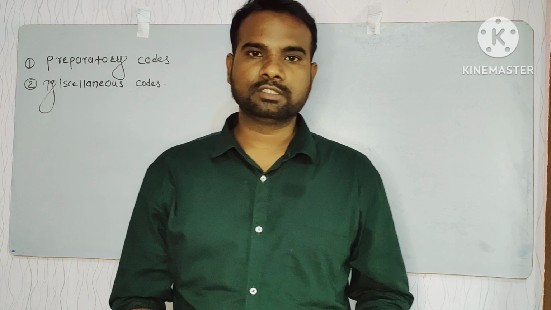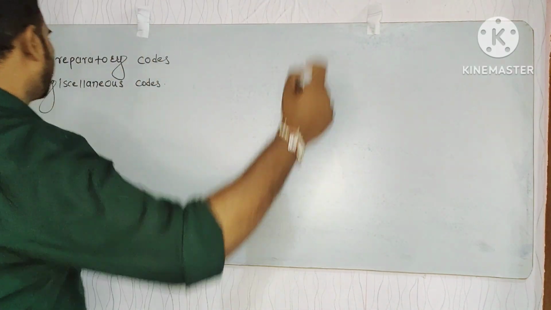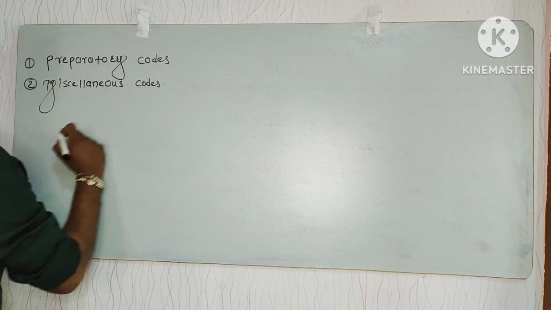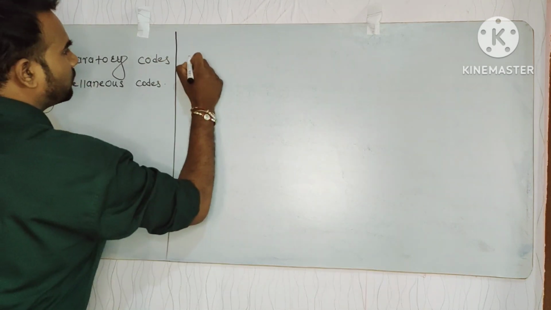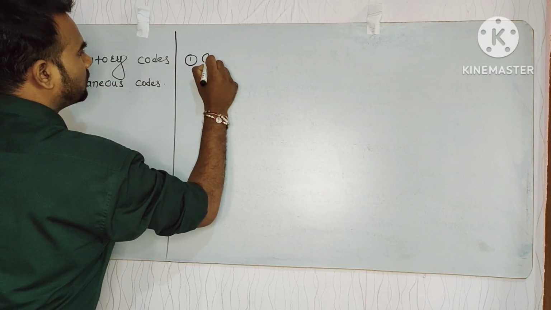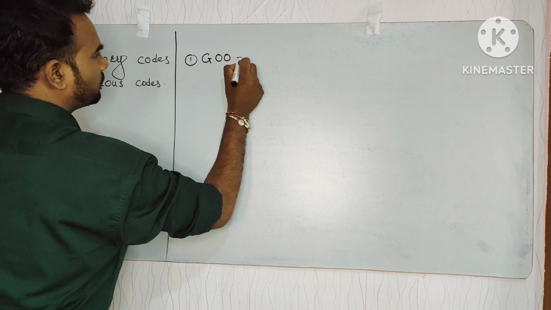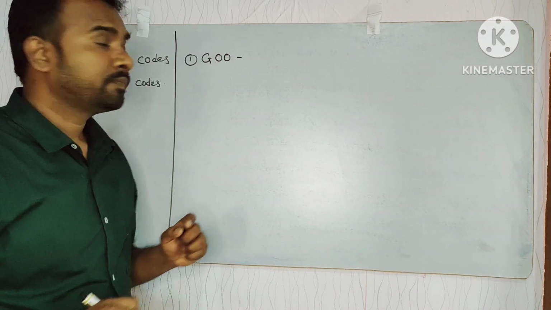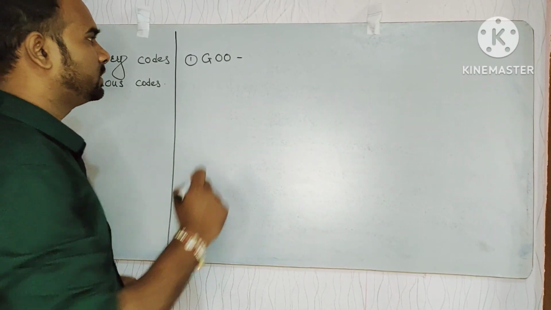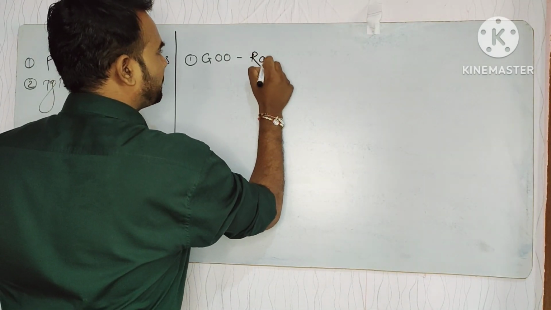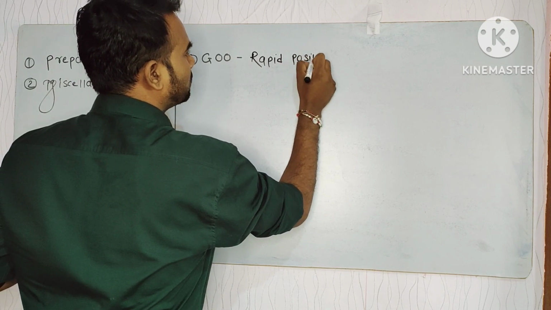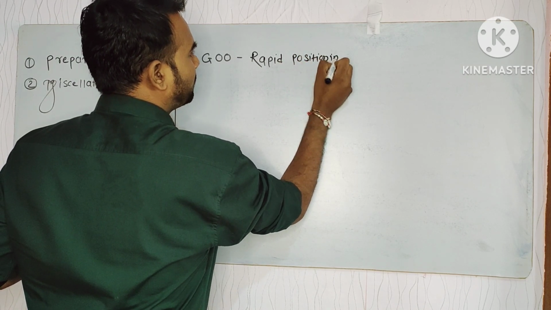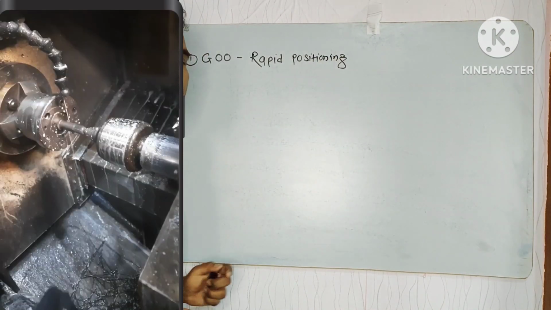Our first code is G00. Today we are going to learn all the preparatory codes. First code is G00. What is meant by G00? G00 means rapid positioning. Now, what is rapid positioning? You can watch in this video what rapid positioning actually is.